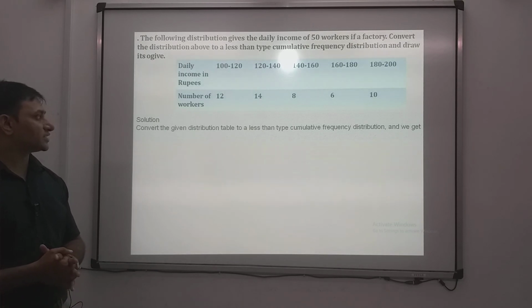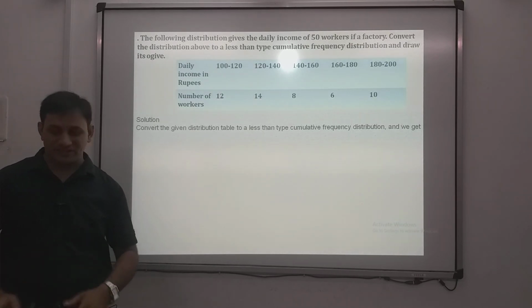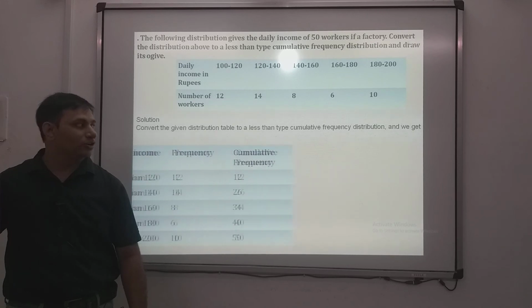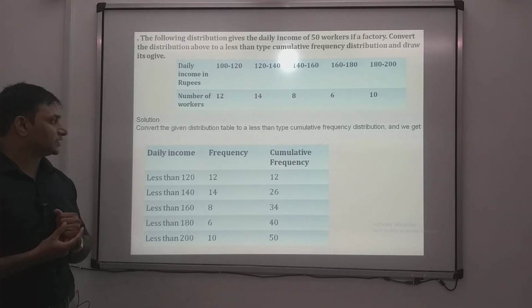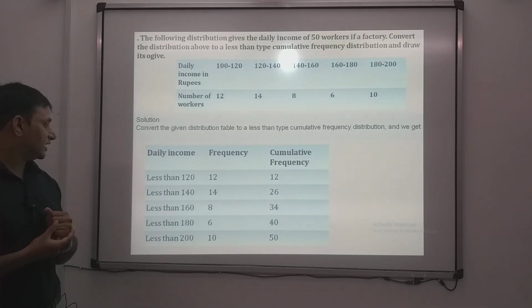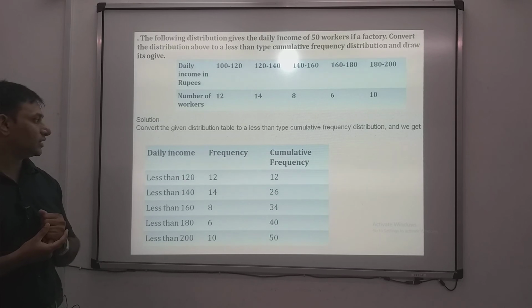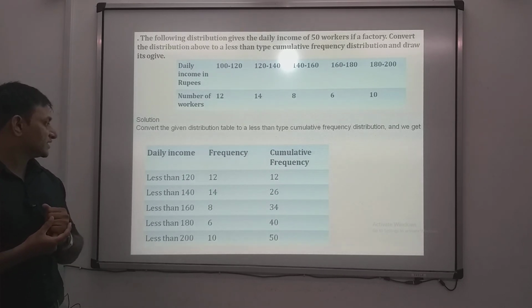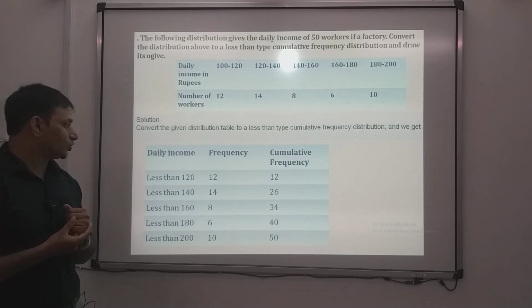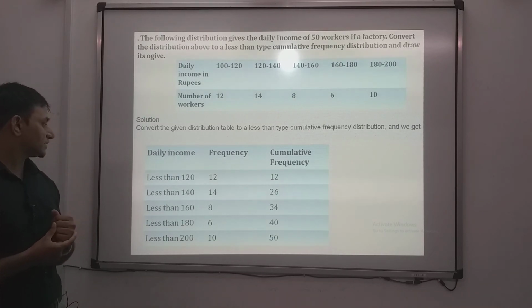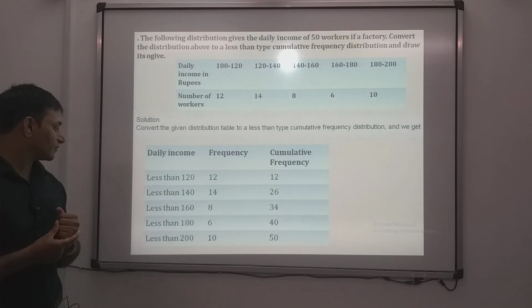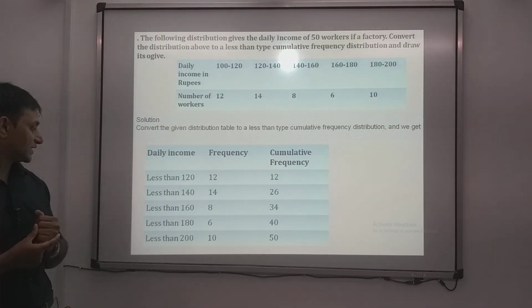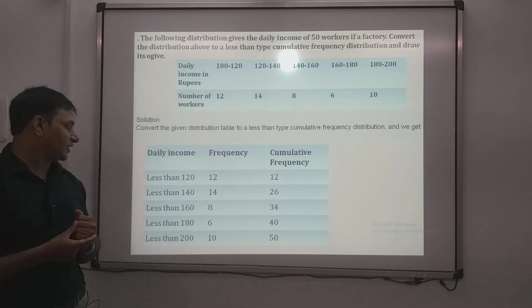What we need to do first is to prepare the less than type cumulative frequency. This is the information which you got from it. Less than 120, the cumulative frequency will be as it is. Less than 140, we need to add the two frequencies, and you get 26. The other is 160. Again adding the earlier one, you get 34. Less than 180 is 40 and the last, less than 200, is 50.